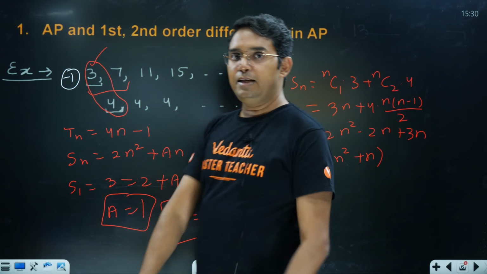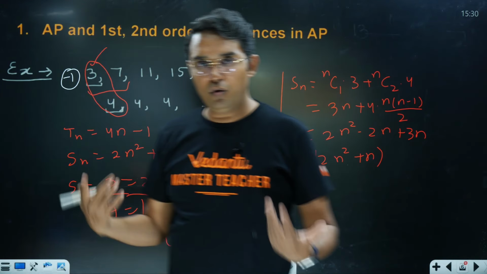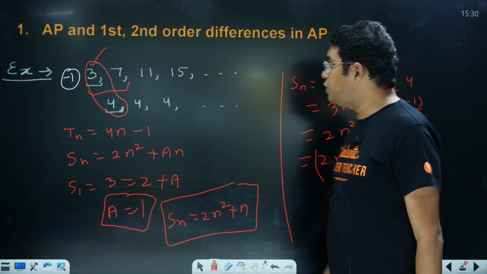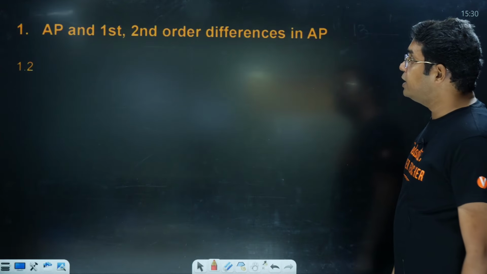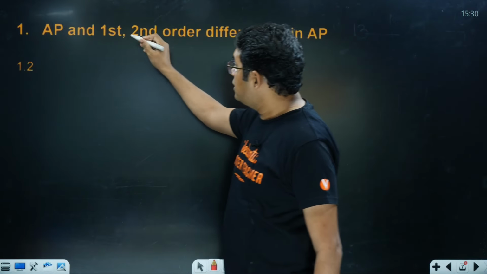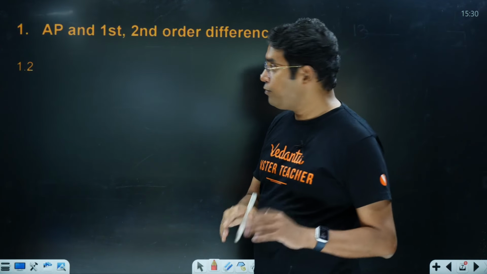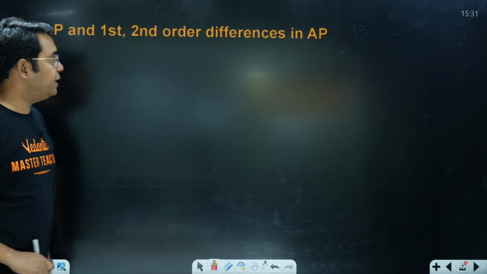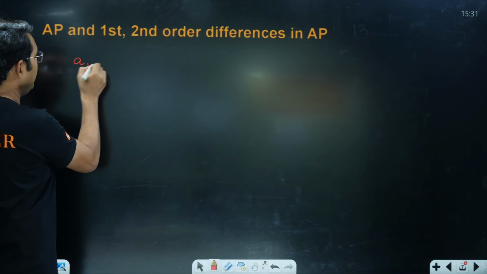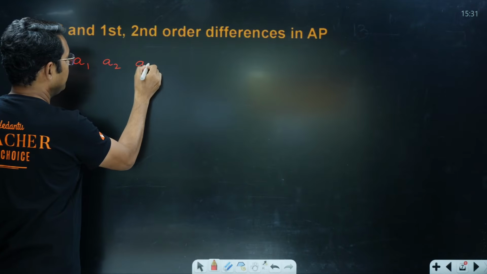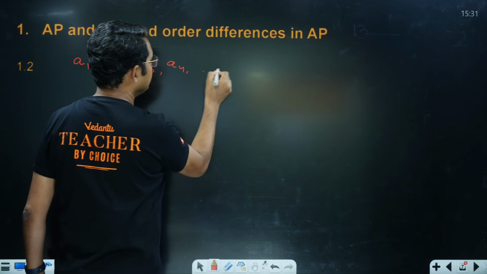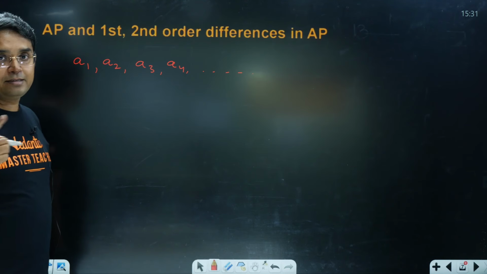In fact, you may say that why we are doing it for AP, we know it already. That's fine. But now these methods which I have discussed with you, I will use in those series where the first difference is in AP. So let's see how it is done. Suppose my series is given, the series is A1, A2, A3, A4 and so on. Now I am talking about that series whose first difference is AP.